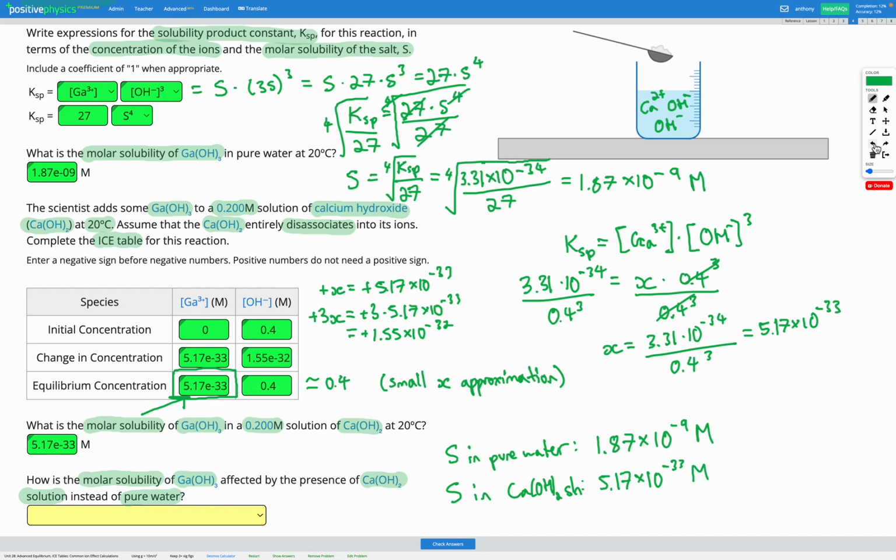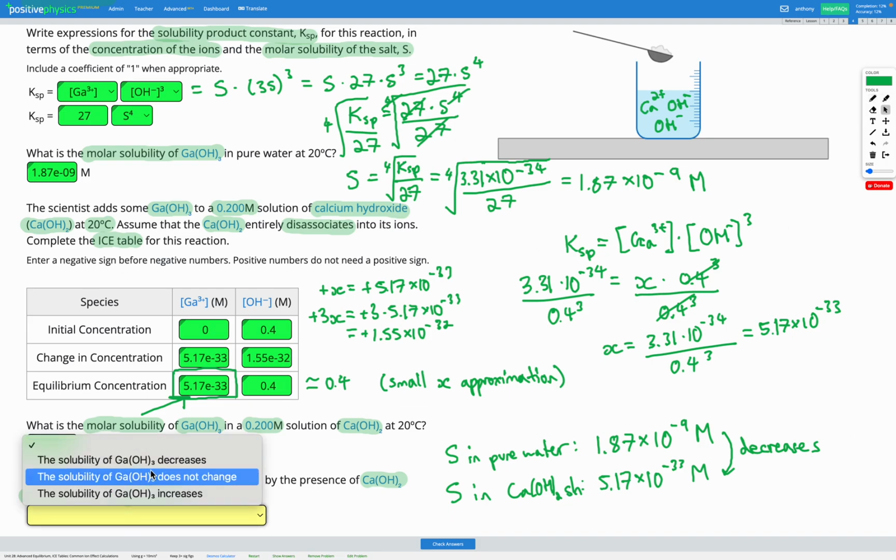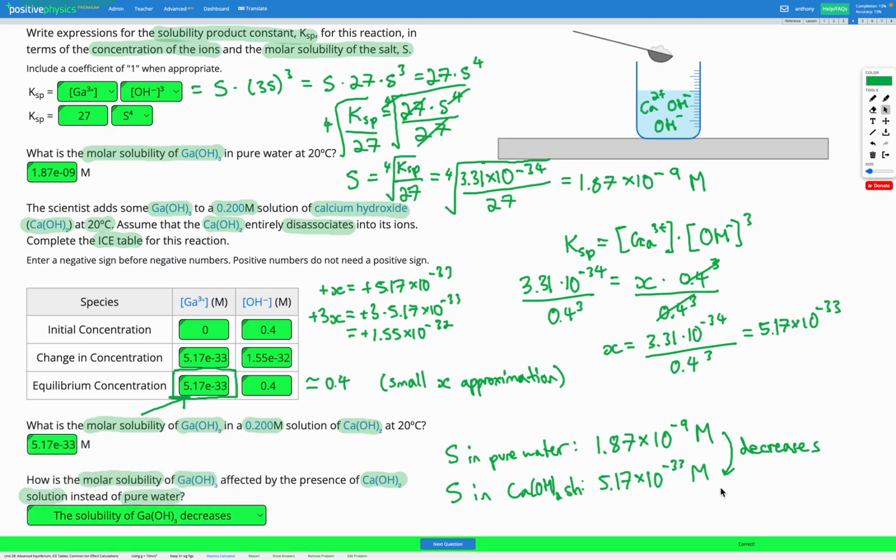So when we have calcium hydroxide solution instead of water, our concentration decreases by a huge amount. We've gone from times 10 to the power of negative 9 to times 10 to the power of negative 33. So we have way less of our gallium hydroxide dissolving than we would have if we were in pure water. So we can answer this last question here. The solubility of gallium hydroxide decreases because we have way less dissolving.